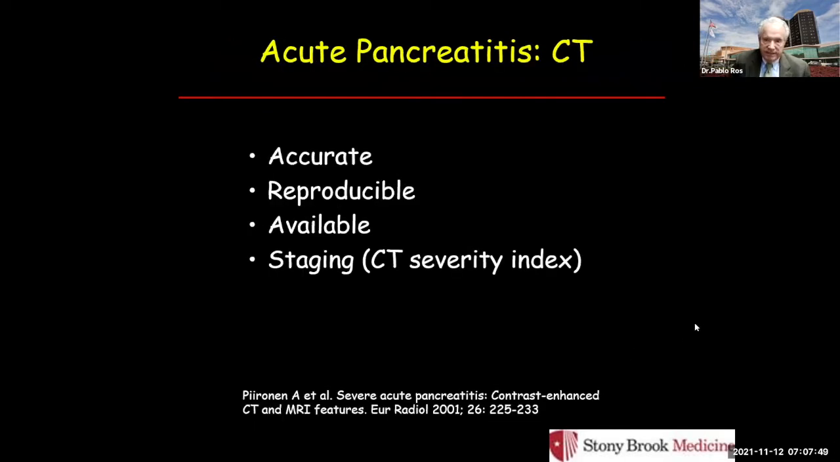In acute pancreatitis, basically the modality of choice is CT. CT has many advantages. It's accurate, reproducible, available. I would add it is pretty much goof-proof. You have to be a very bad radiologist to get a bad CT, because modern CTs are very fast, and the quality is excellent. And CT allows staging of pancreatitis with calculation of the severity index.